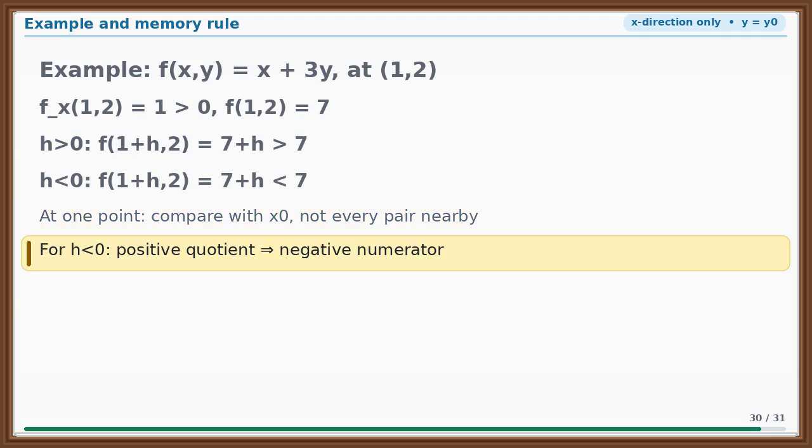Use this quick sign check whenever the negative case feels difficult. If h is negative and the quotient is positive, the numerator must be negative. Therefore, the new left value is smaller than the old central value.